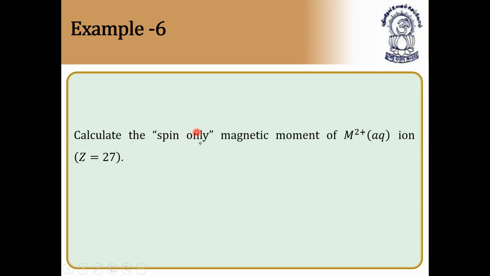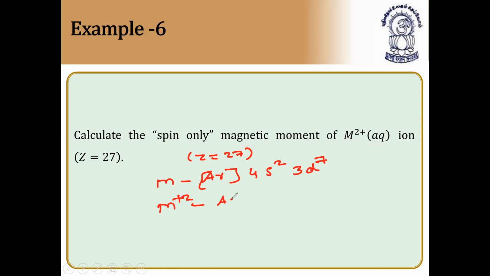Calculate the spin only magnetic moment of M+2 ion, Z is equal to 27. It's very simple. They have given the atomic number. Since Z is equal to 27, the configuration is argon 3d7 4s2. M+2 means 2 electrons are removed from 4s2, so it becomes argon 3d7. So 3d7 means it has 7 electrons. How many unpaired? 3 unpaired electrons.